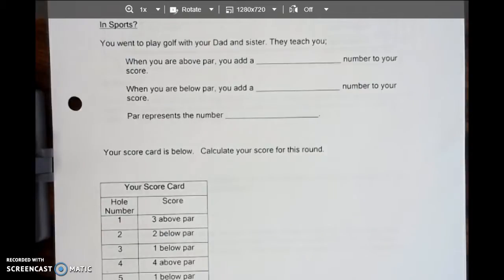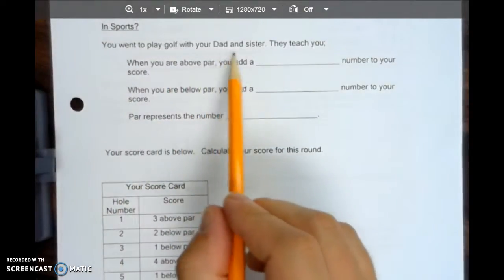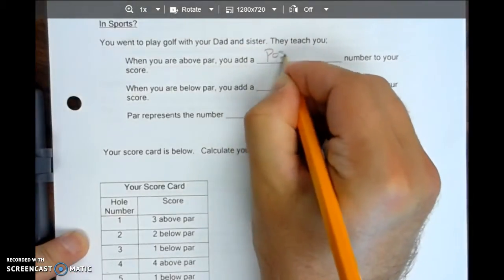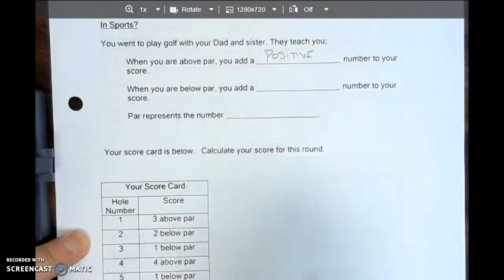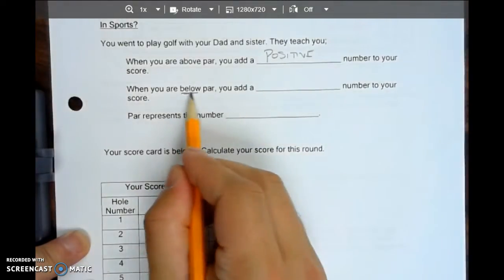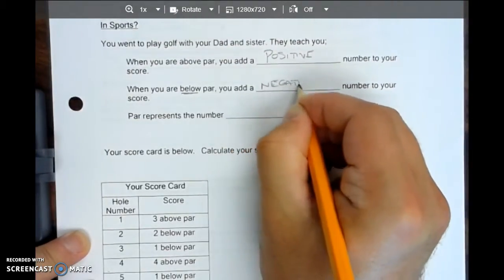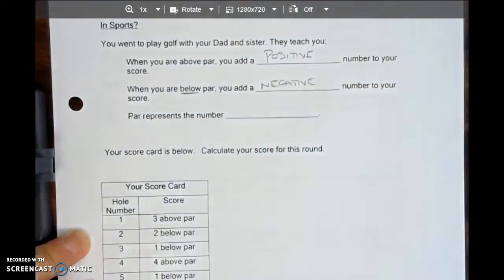Another area where integers are used a lot would be in the world of sports. And the sport that we're going to focus on in this question is golf. And it says that you went to play golf with your dad and sister. And they teach you that when your score is above par, you're going to add a positive number to your score. When you score below par, you're going to add a negative number to your score.